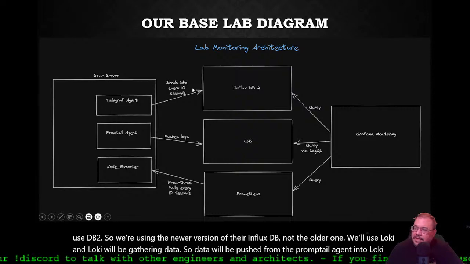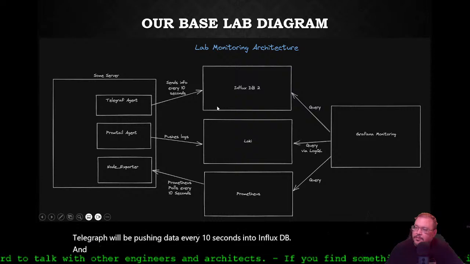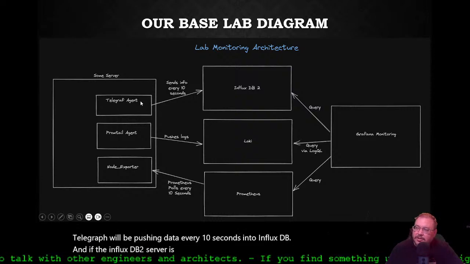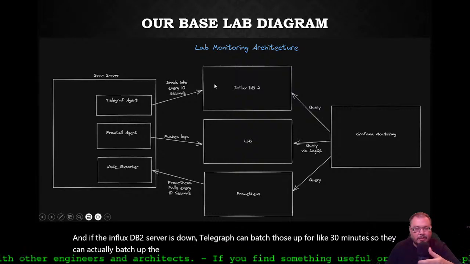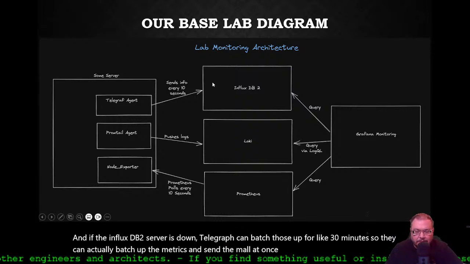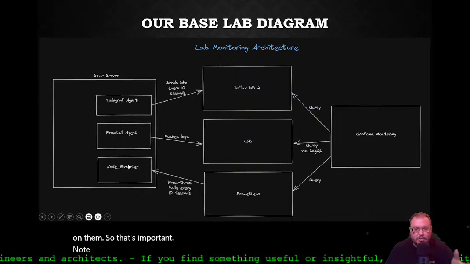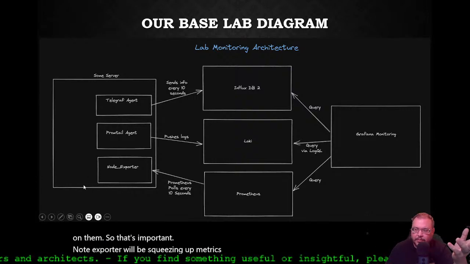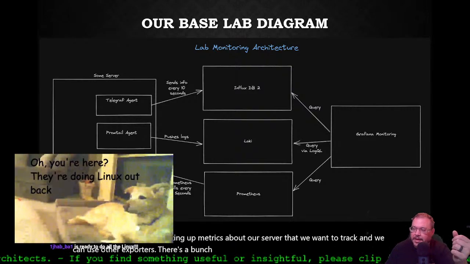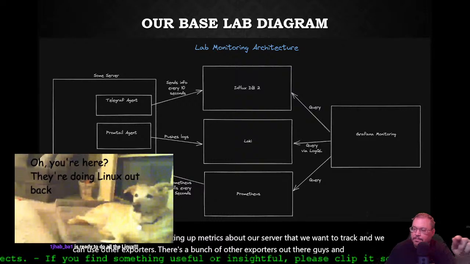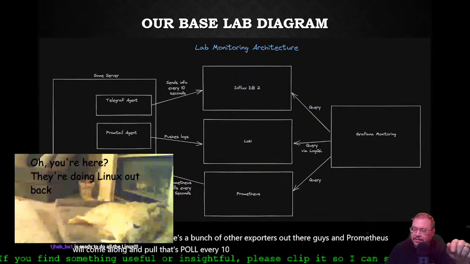Telegraf will be pushing data every 10 seconds into InfluxDB, and if the InfluxDB 2 server is down, Telegraf can batch those up for like 30 minutes. So they can actually batch up the metrics and send them all at once later with the proper timestamps on them, so that's important. Node exporter will be squeezing up metrics about our server that we want to track, and we can use other exporters. There's a bunch of other exporters out there, guys. And Prometheus will come along and pull, that's P-O-L-L, every 10 seconds the data out of there.